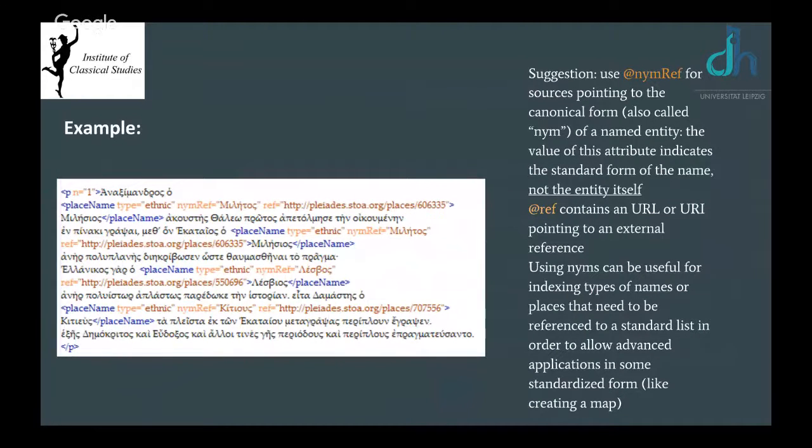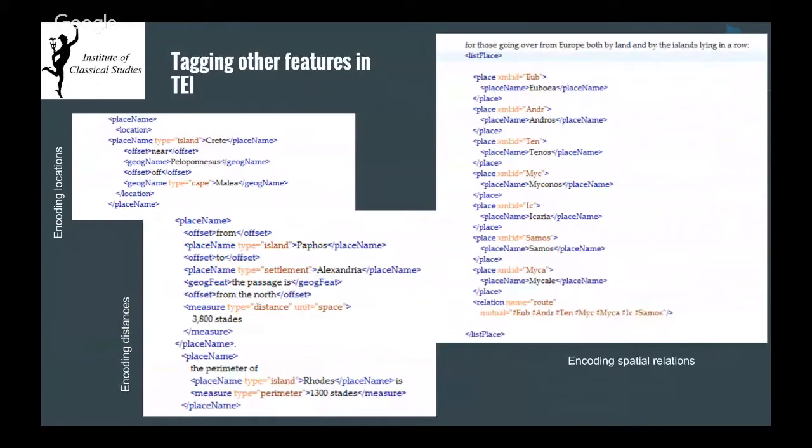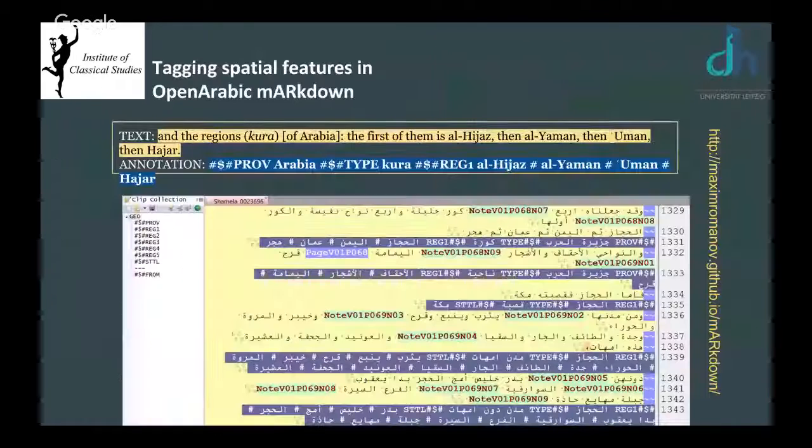There are other additional types of information that you can have. So for example, if your name, as it recurs in the source, doesn't follow a canonical form of the name, you can refer to that canonical form by using the attribute nameRef. You can tag other features, you can tag relations between places, you can tag indications of descriptions of locations, you can encode distances, and so on.